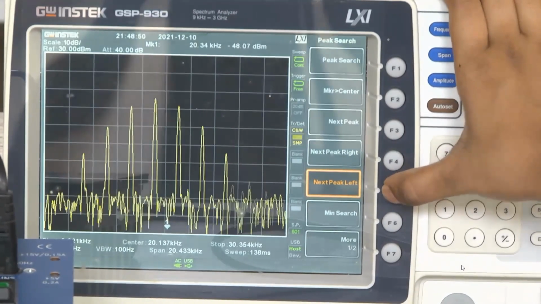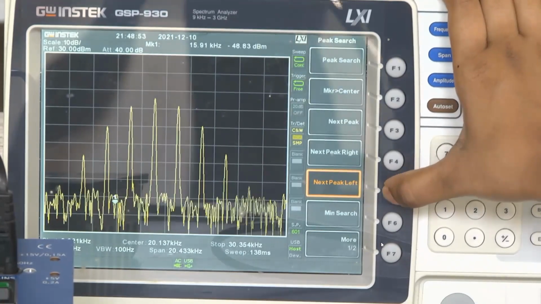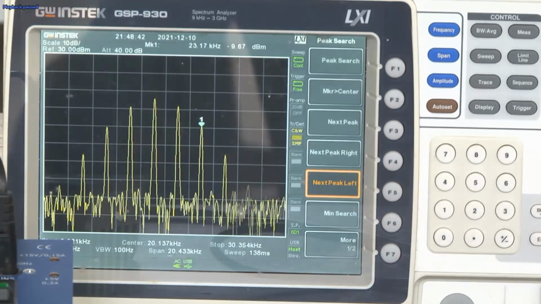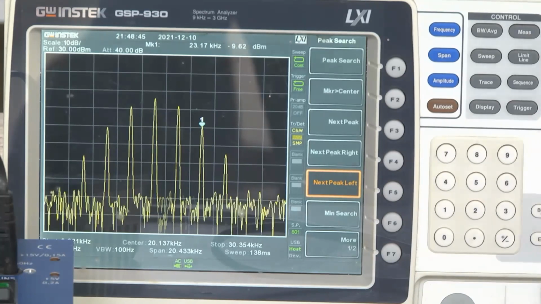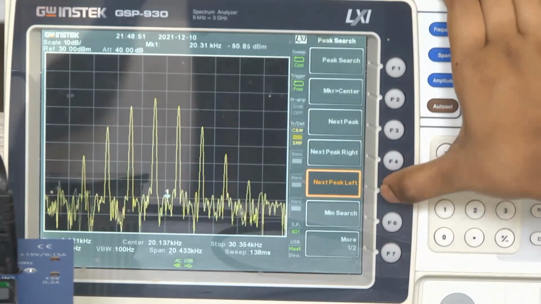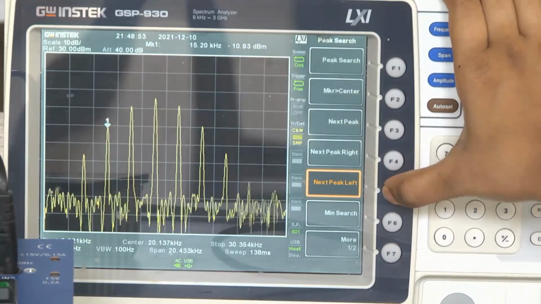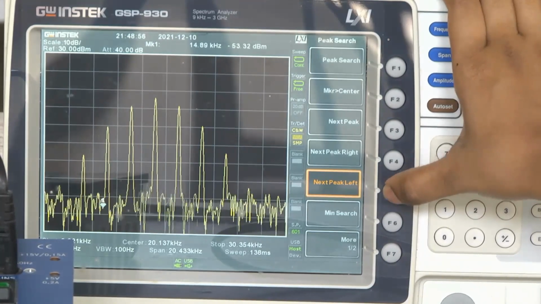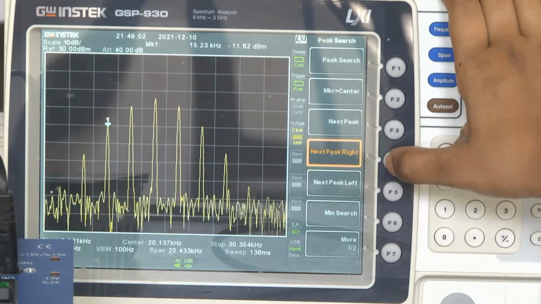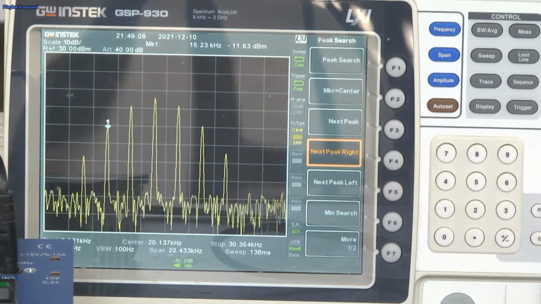I'll show you again if you want. Okay, if you couldn't note it down, please note it down. This is the maximum frequency. Then let's see what the minimum frequency is. We can't get this peak, so we are taking this peak as the minimum frequency. Okay, please note down.